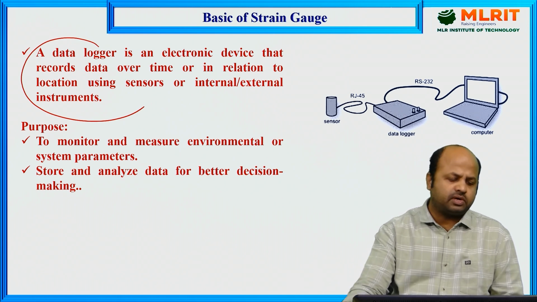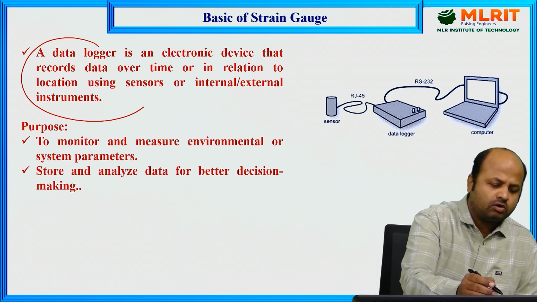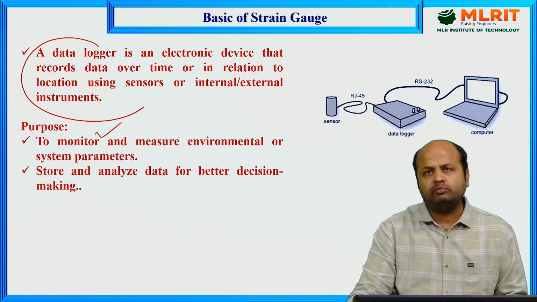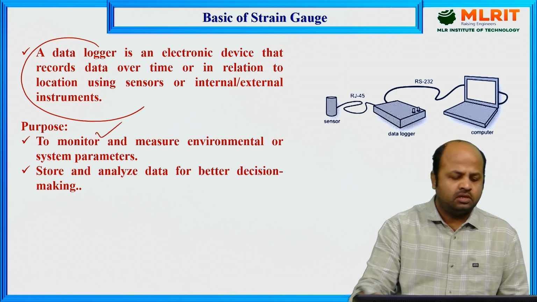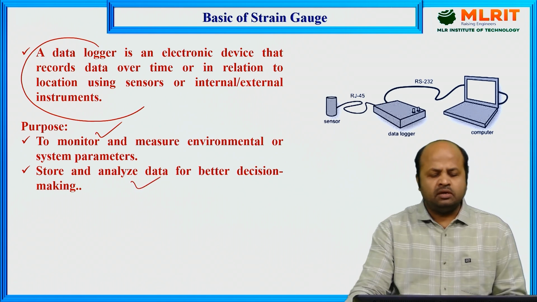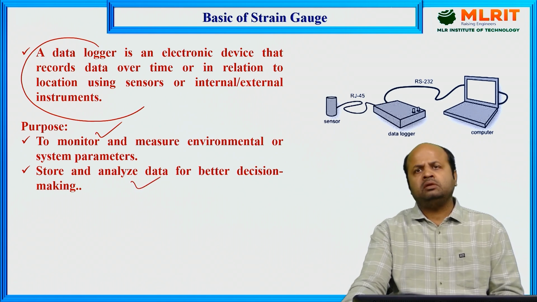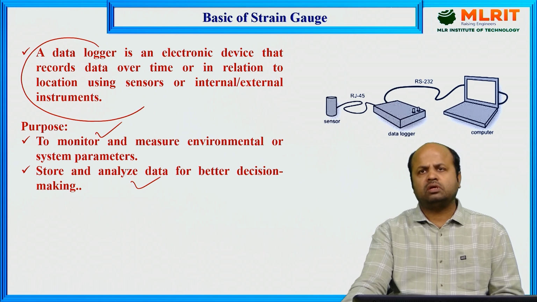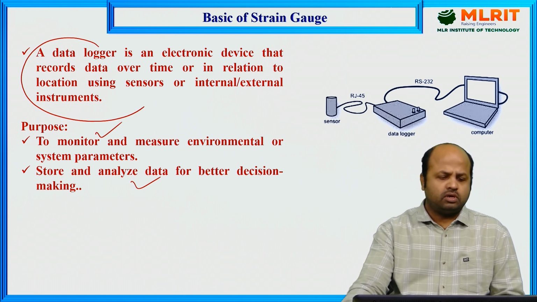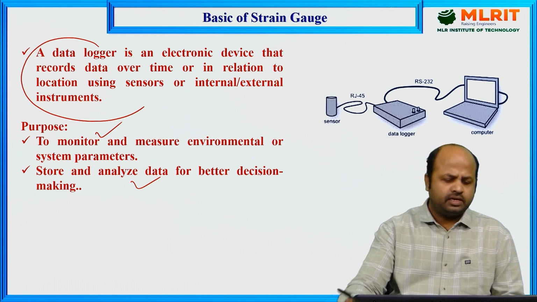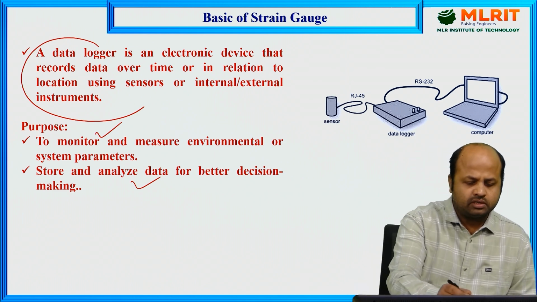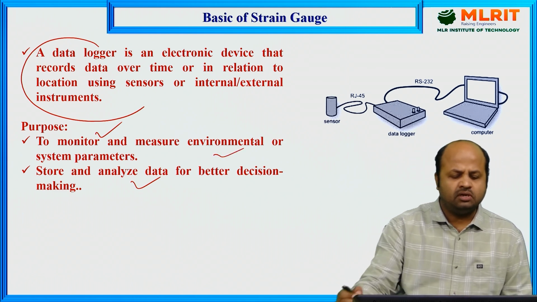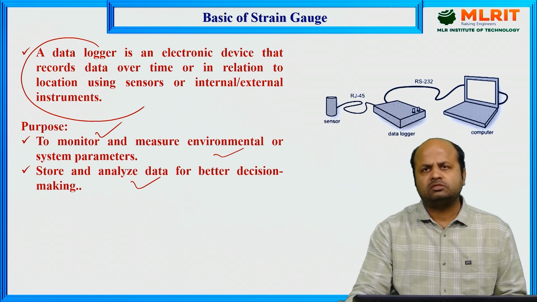So what is its purpose? The purpose of a data logger is to monitor and measure the environmental system parameters, store and analyze the data for better decision making. Basically, it will store the sensor output in a digital format, and it can be used to monitor the environmental system parameters and to take decisions based on the data.